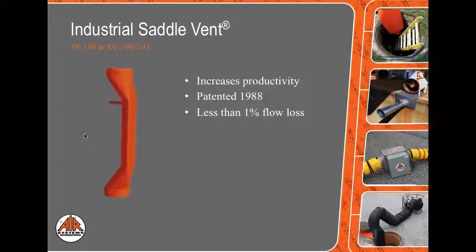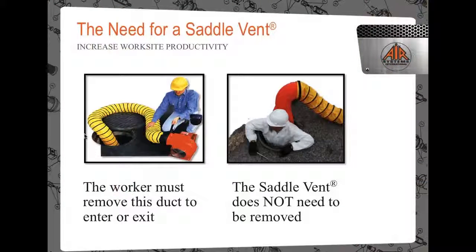The saddle vent allows for continuous ventilation without ducting removal, maintaining continuous ventilation in the confined space area until the job is complete. Without the saddle vent, the ducting will have to be removed so the worker can enter and exit the confined space. This slows down the work process, in turn costing more money and could make the environment dangerous due to lack of ventilation.